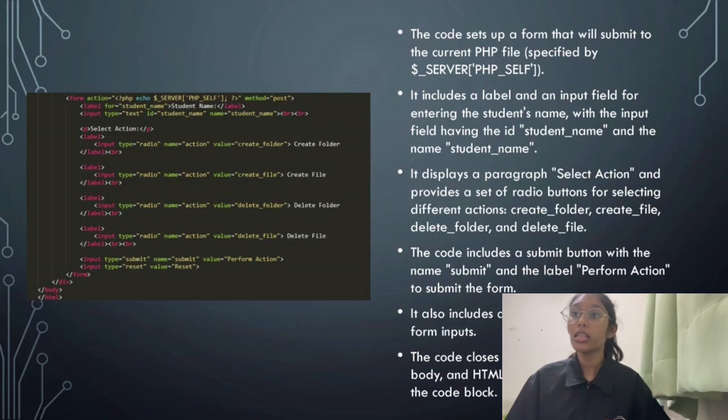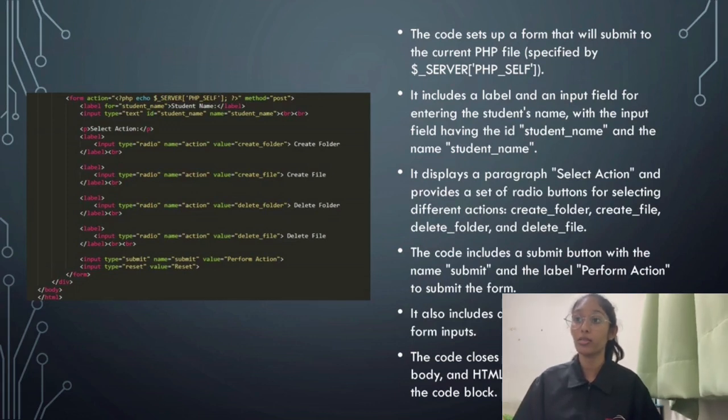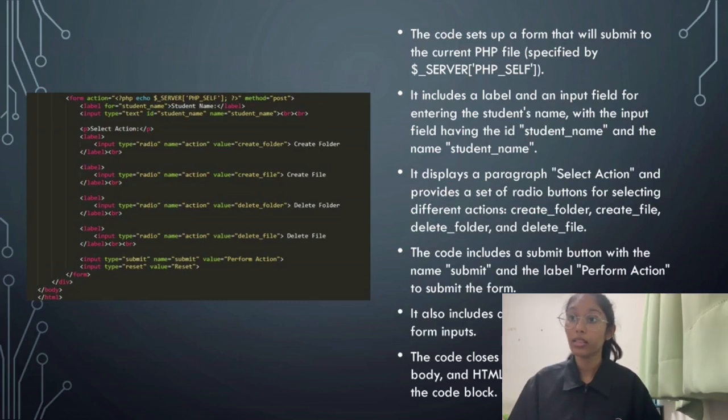As you can see, this code sets up a form that will submit to the current PHP file. It includes a label and an input field for entering the student's name, with the input field having the ID student name and the name student.